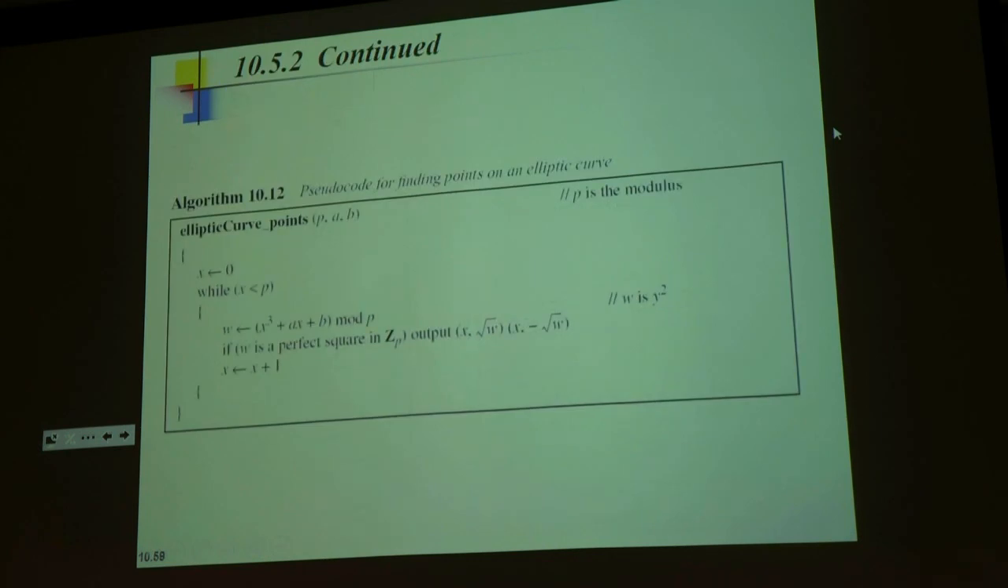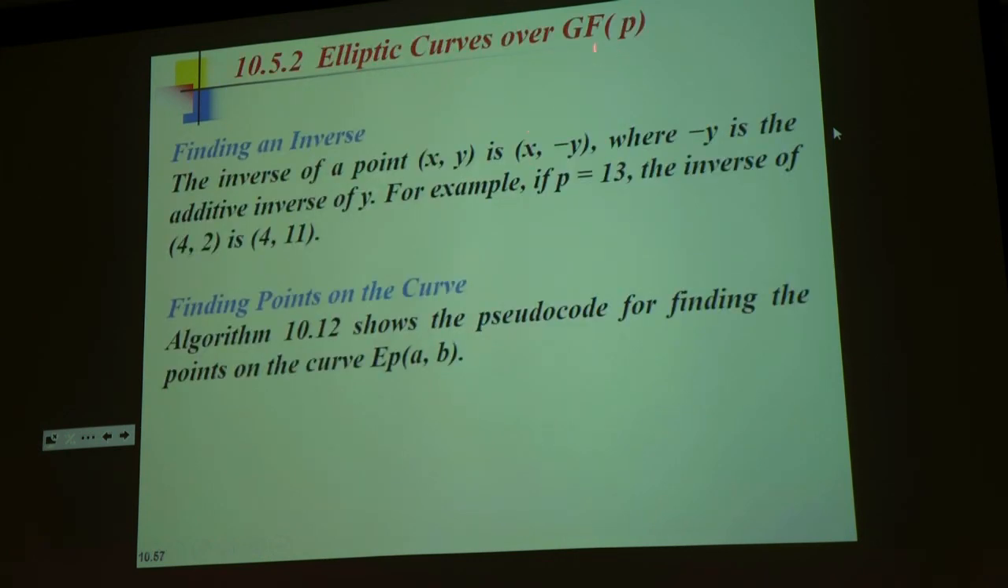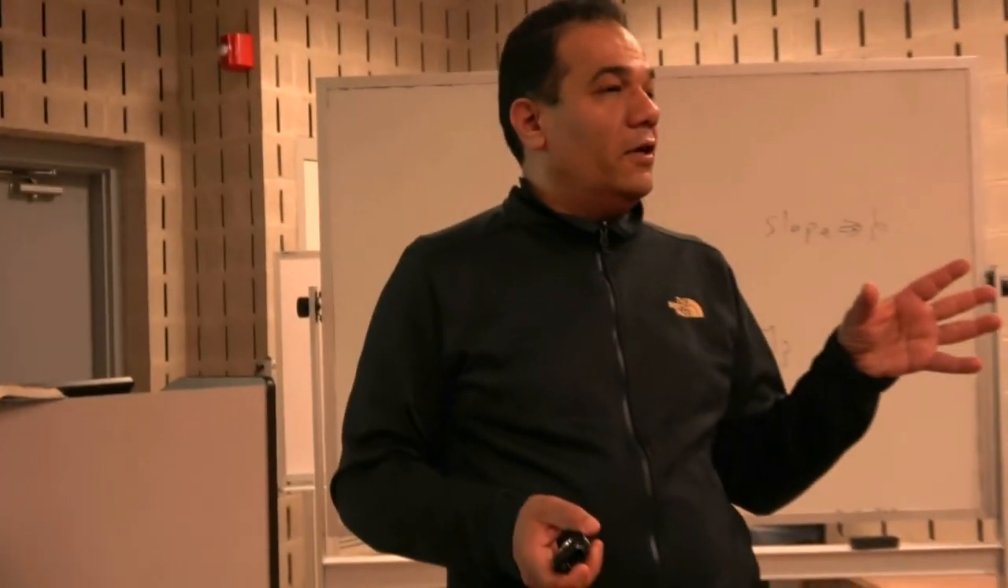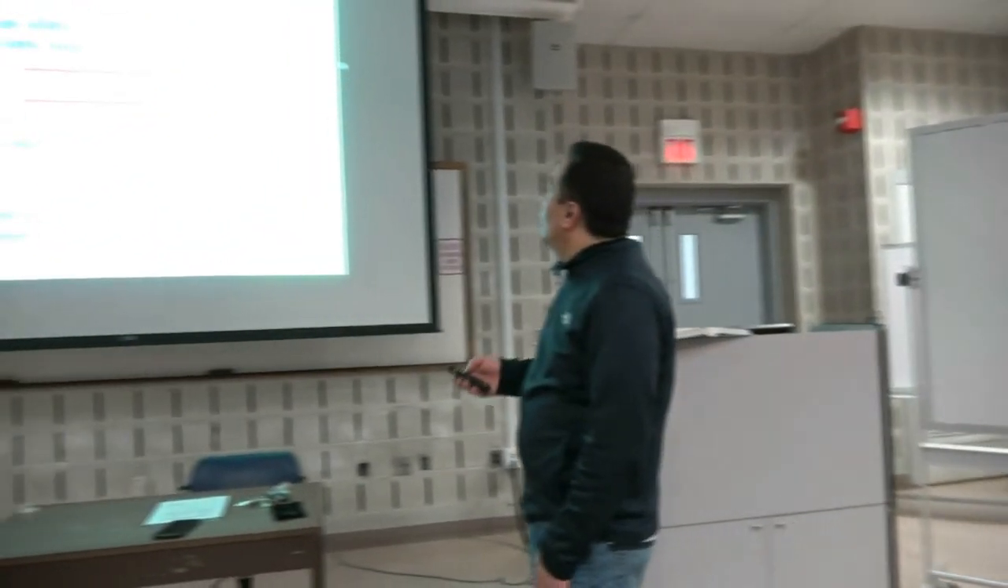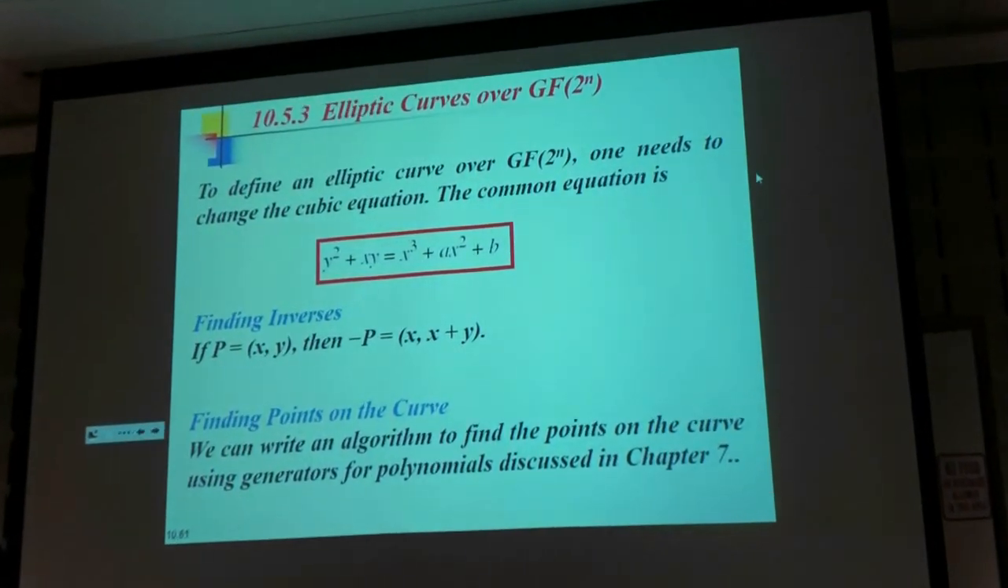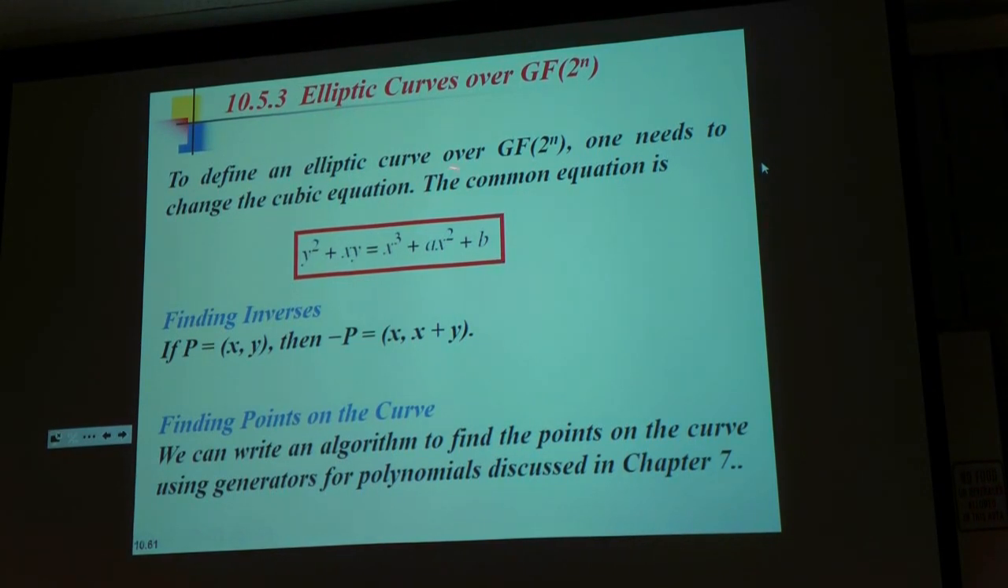So what we're talking about is an elliptic curve over GF(p), the field of p, right? What are the characteristics of a field? Closure, associativity, identity, and so on. We already saw that, right? You could also do it over 2 to the power n, as a polynomial. It's a little bit more complex, but to define an elliptic curve over GF(2^n), one needs to change the cubic equation. The common equation is this.